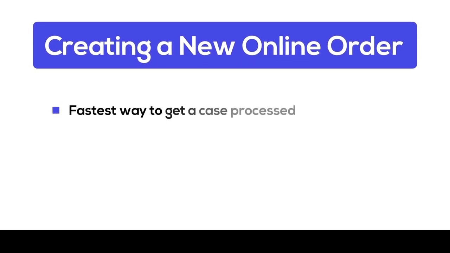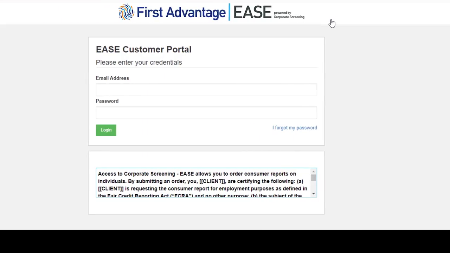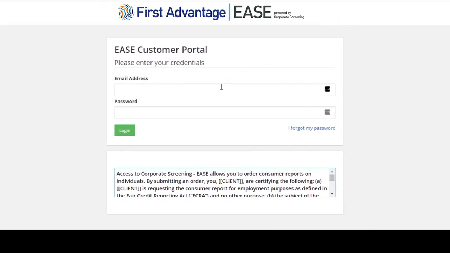Creating an online order is the fastest way to get a case processed, especially if you already have signed and completed disclosure and authorization forms from the candidate. On the login screen, enter your email address and password. If you forgot your password, select the I forgot my password button for assistance. Finally, select Login.